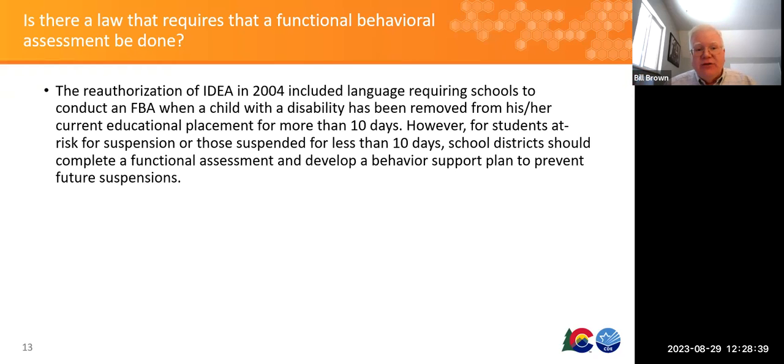Best practice recommends they start this process at 5 or 10 days, but most schools will wait till 10 days to go through that. So when they get to that meeting, one of the questions they're going to ask is, was a functional behavior assessment done? And is there a behavior intervention plan? If there's not one, then they would do one at this point in time.